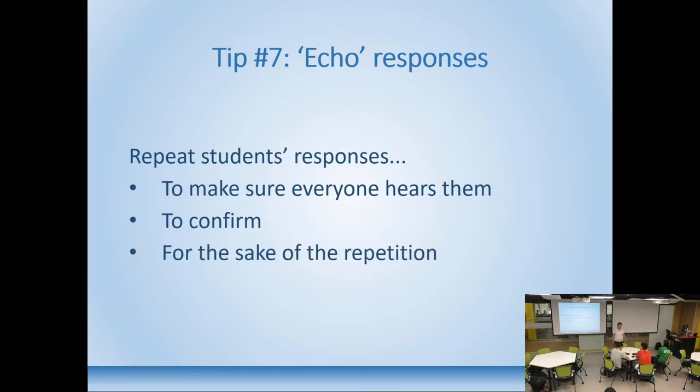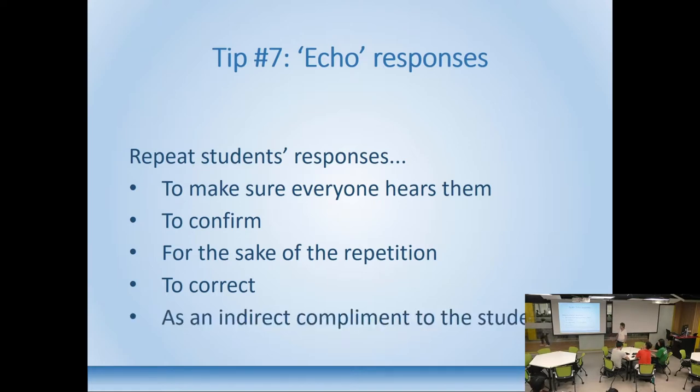Another reason is the sake of the repetition, just to give them extra opportunities to hear the input. Or to correct sometimes, but then you have to make it very clear, as we were discussing earlier in our session, that you are correcting, that it is a mistake and you're making the correction. And a final reason is as an indirect compliment to the speaker. If a student says something and the teacher takes it up and repeats it, this is indirectly an affirmation, a compliment to the speaker. Your speech was worth my repeating, and I'm saying it again myself.